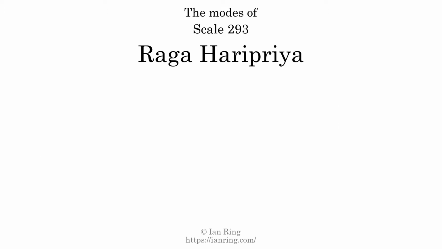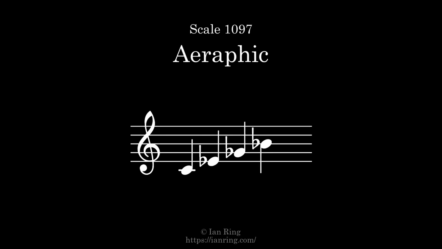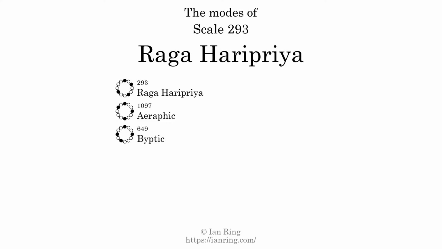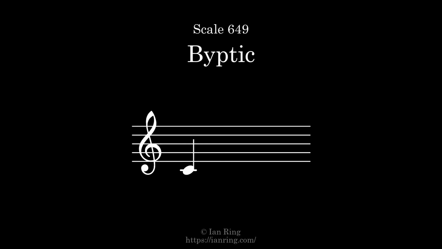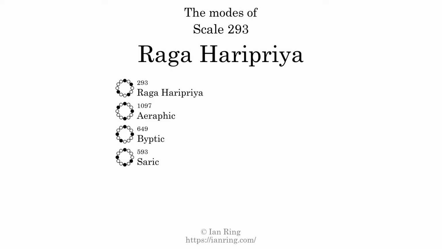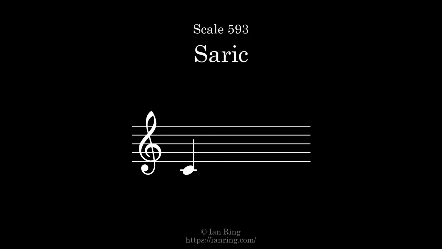This scale has 4 modes. The first mode is itself. The second mode is scale 1097, also known as Erratic. It sounds like this. The third mode is scale 649, also known as Biptic. It sounds like this. The fourth and last mode is scale 593, also known as Sharik. It sounds like this.